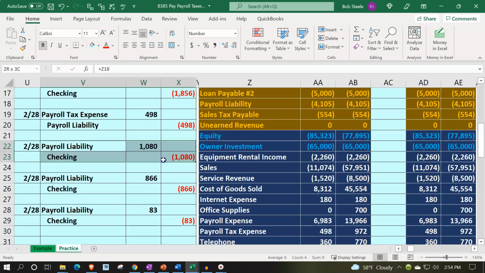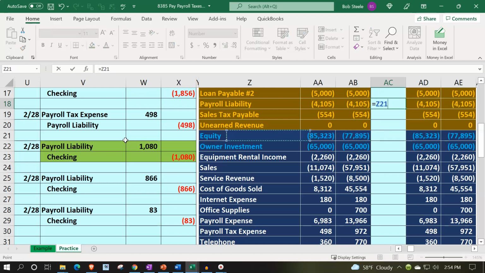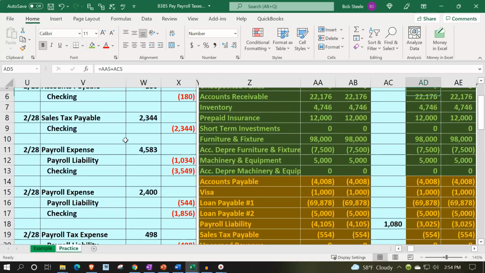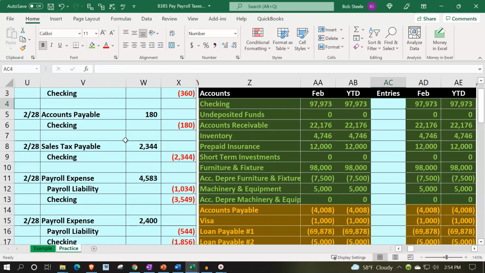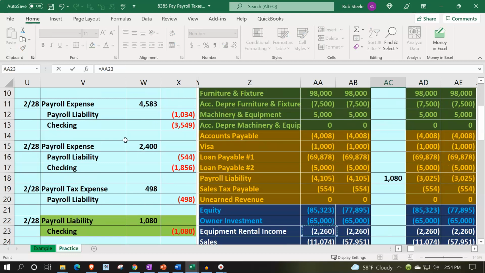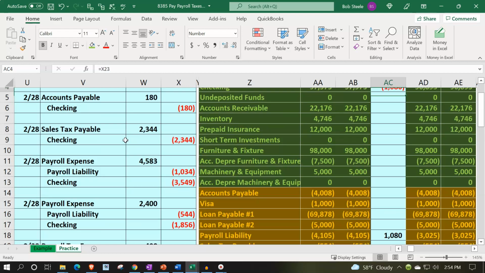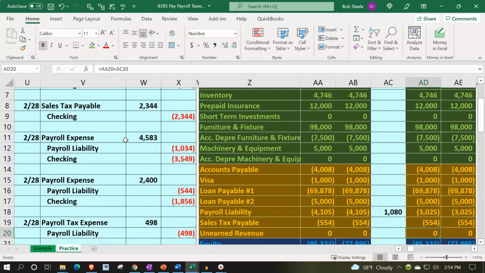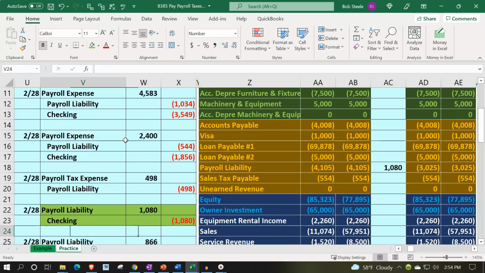And I'm going to make the first one green so we can focus the eyeballs on it. Greenifying it. Liability account in AC18 equals, we're going to be debiting the 1080, bringing it down to the 3025. Other side going to the checking account. Checking out the checking. Scrolling down, 1080. That brings the balance to the 96893 for both the month and year to date.